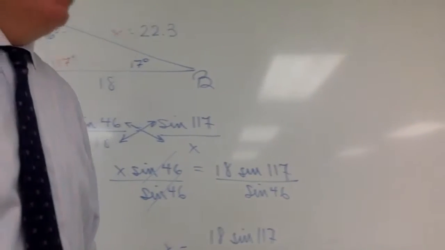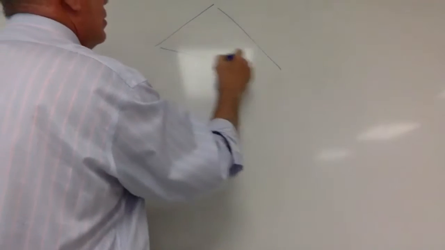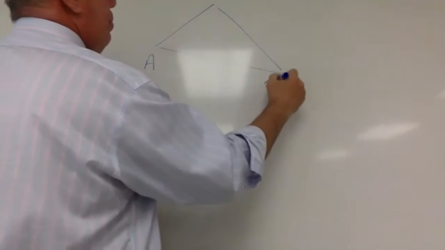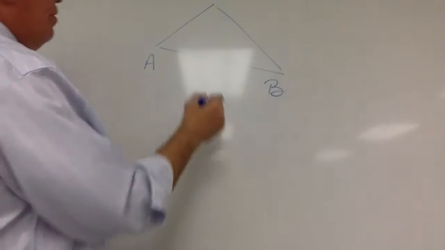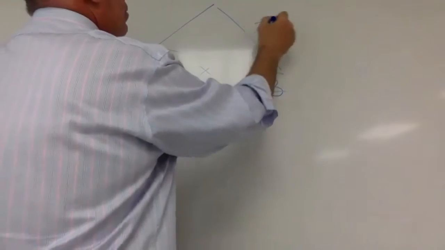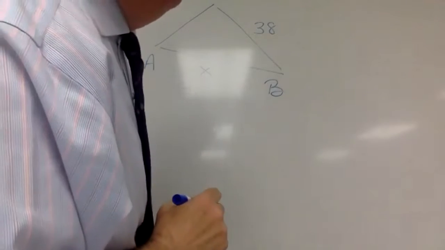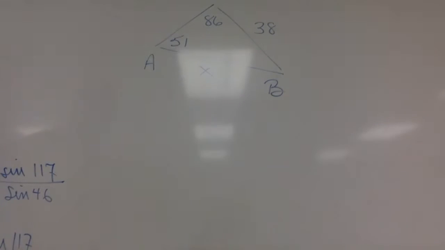You want to do another one of those? Let's do another one of those. We got to make sure we know how to do this. Let's look at number 3 in your homework, right? We got a problem that looks like this, right? A, B, C. And here's what they tell you. They want you to find this side. This is 38, right? And we got 51 and 86.